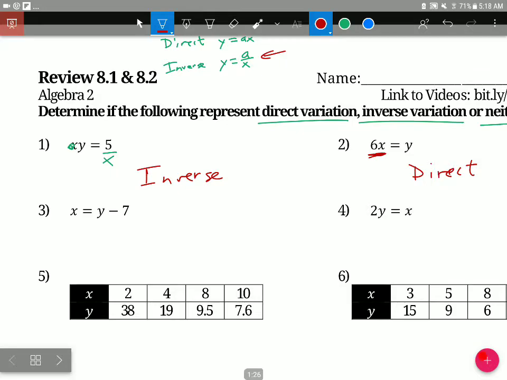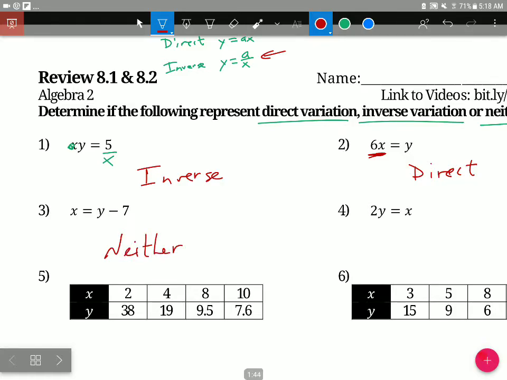Okay. Number 3, you notice how both direct and inverse are either multiplying or dividing? Well, this is neither. This is adding. That's a linear relationship. So this is neither.